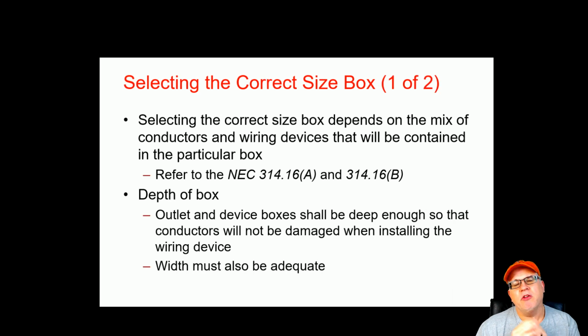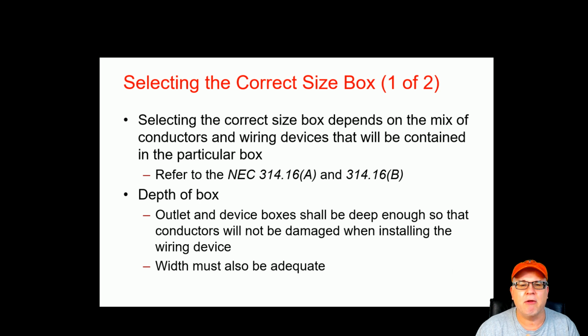Now, selecting the correct size box depends on the mix of conductors and wiring devices, as I said, that are actually contained in that box. And we go over that when we're talking about 314.16(A) and 314.16(B). In our residential program, we get in depth about it. We also cover things like the depth of the box, because there's a minimum box depth that you have to be aware of in the National Electrical Code, and we go into that in the program. But you also have to make sure that your box is deep enough to put these devices in there.